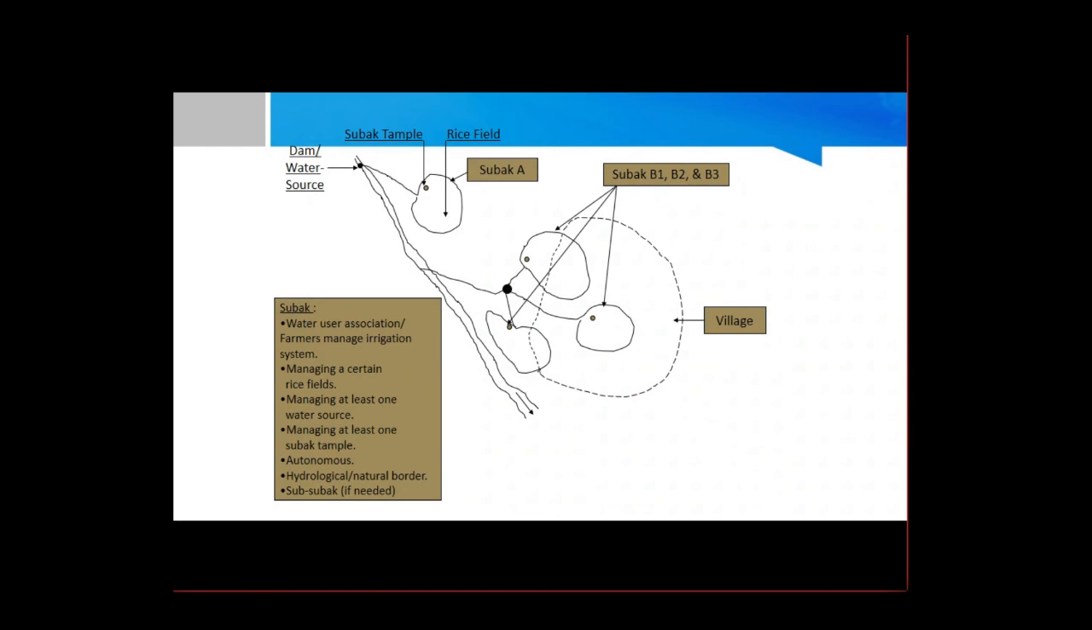I think we have another question from the floor, from the University of Udayana, please. Number one, why is Subak a cultural heritage? And number two, what is the consequence for Subak of becoming a target of energy justice?